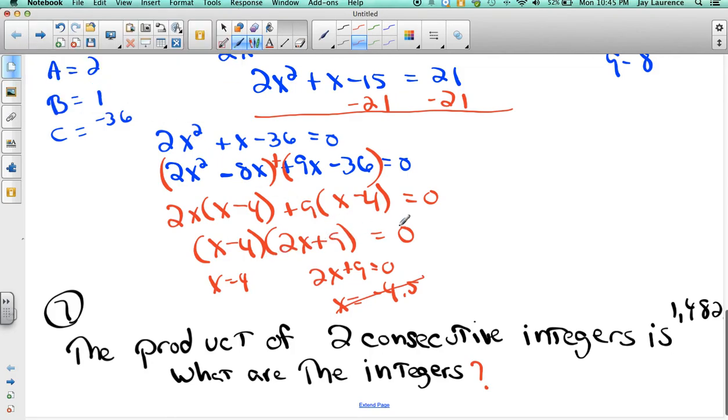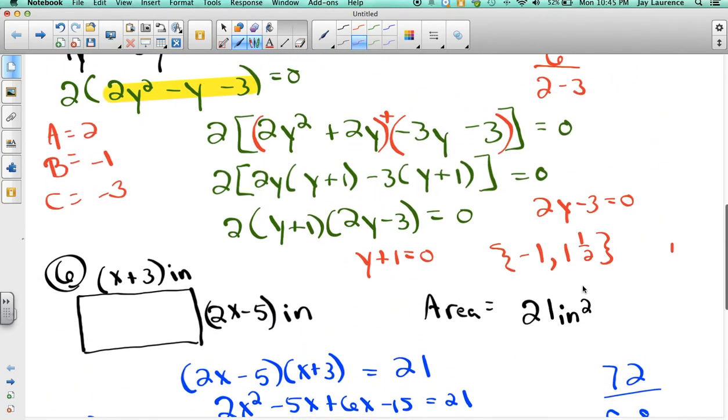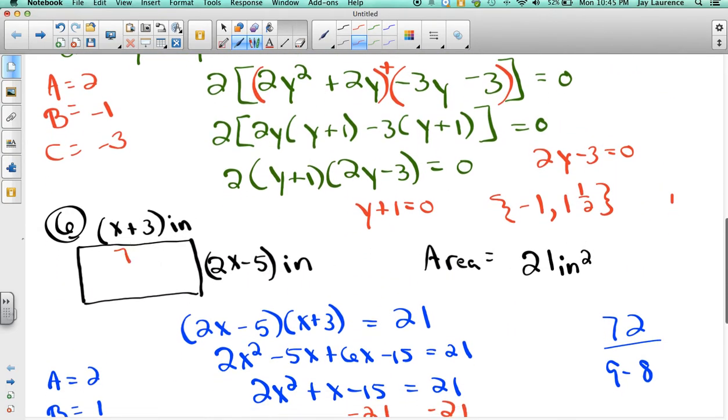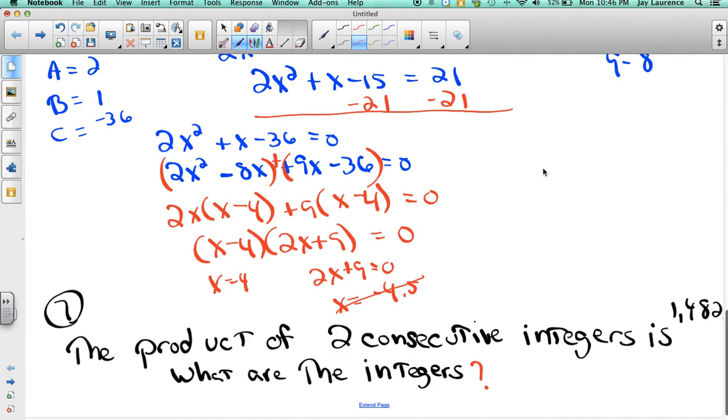It's not valid. If I put a 4 in there, I get 4 plus 3, which is 7 inches. And here I get 8 minus 5, which is 3 inches. And so therefore, 7 inches times 3 inches is 21 inches.